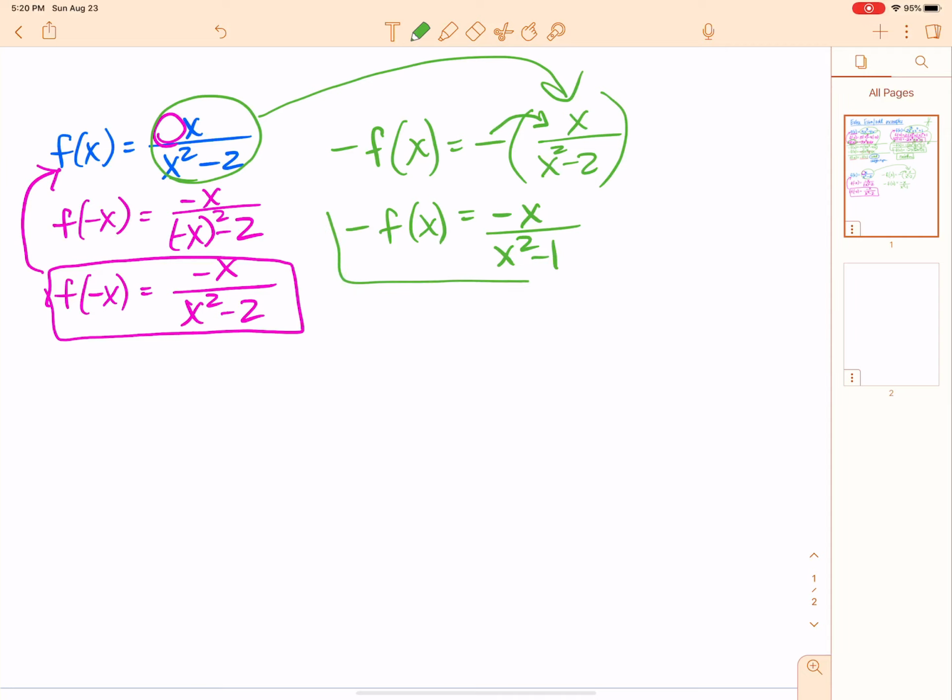Now ask yourself this question. Is negative f of x equal to f of negative x? Well, we've got a negative here, x squared.